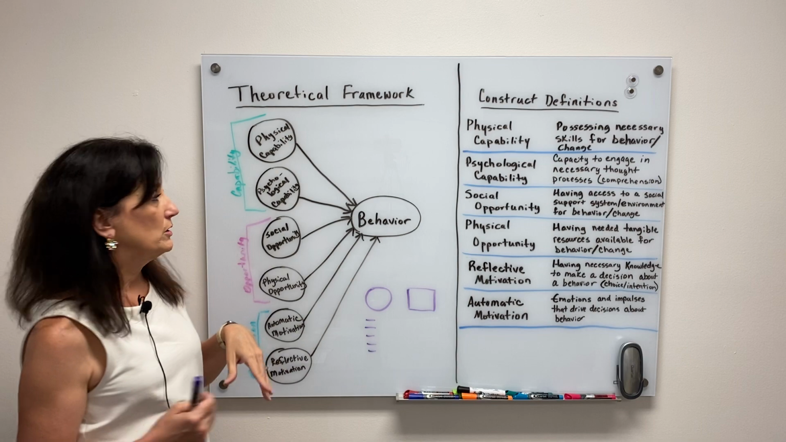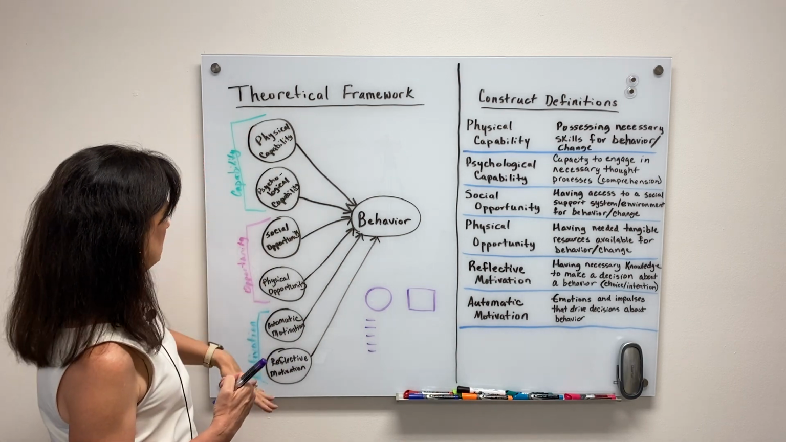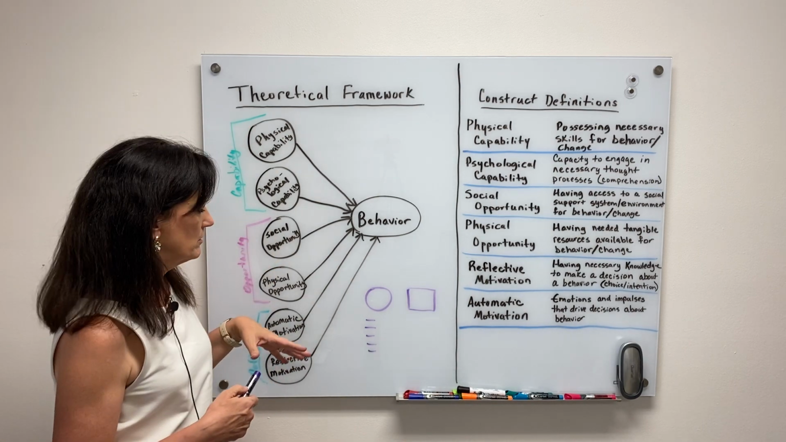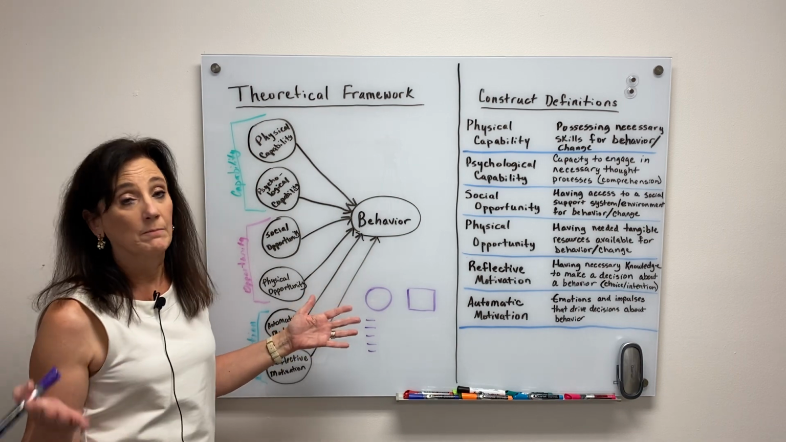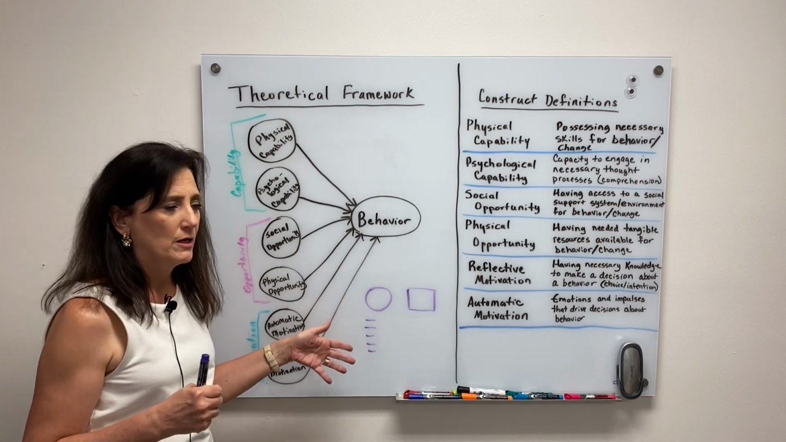So you could potentially have as many as, well, we've got 6 constructs. We need a minimum of 5 items per construct.